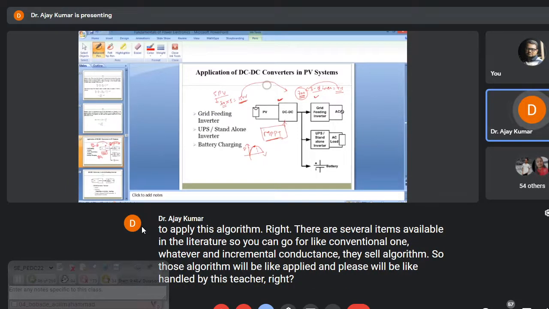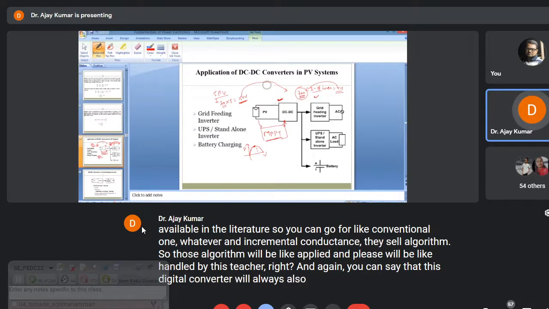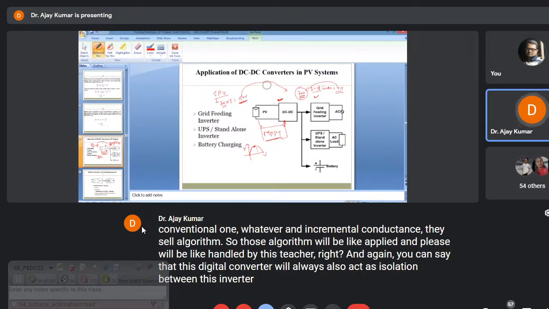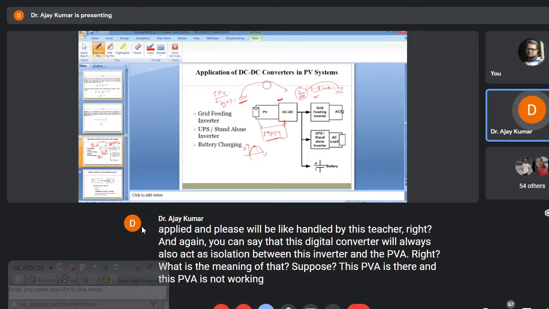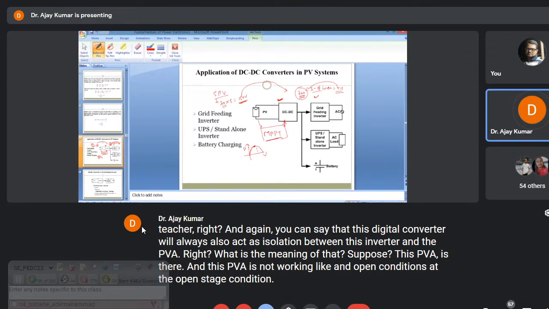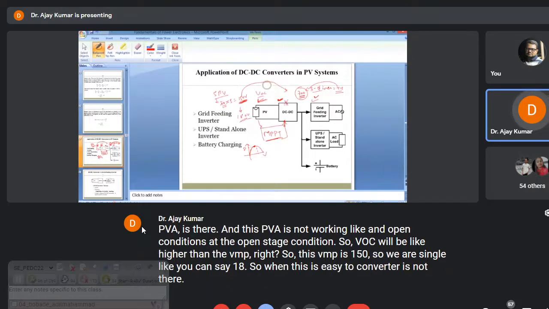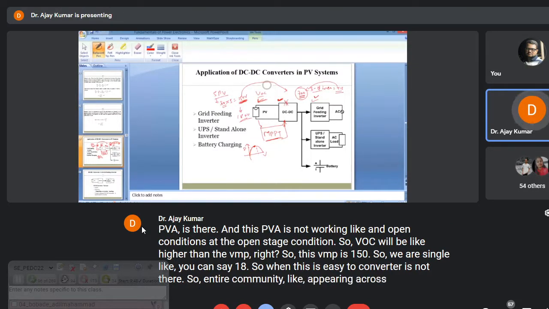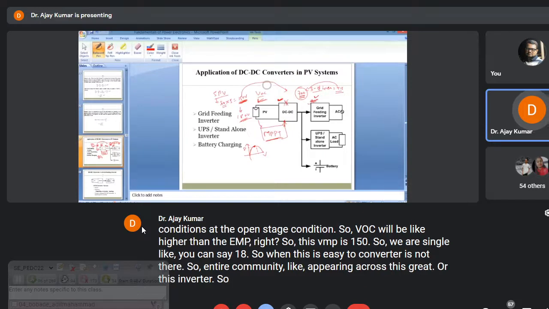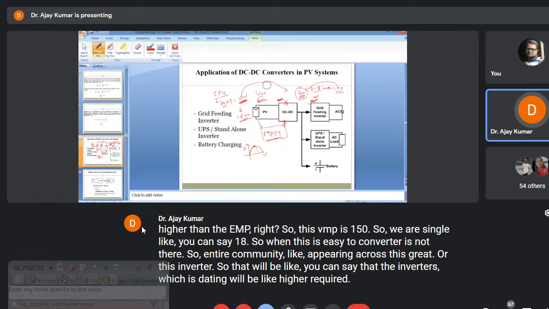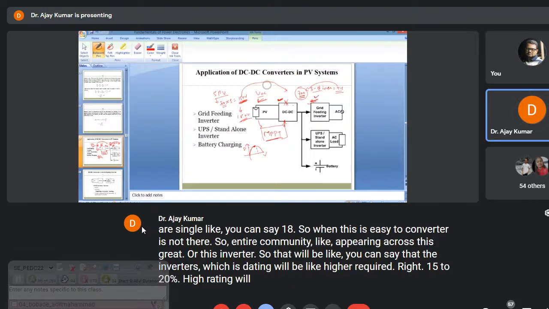Again, this DC to DC converter also acts as an isolation between the inverter and the PV array. What is the meaning of that? Suppose the PV array is not working, at the open loop or open circuit condition. Then VOC will be higher than VMPP. If VMPP is 150, VOC will be about 180 volts. When this DC to DC converter is not there, the entire 180 volts will appear across the grid or the inverter. So the inverter switch rating will need to be higher, 15 to 20% higher. So in this application, this DC to DC converter is required.